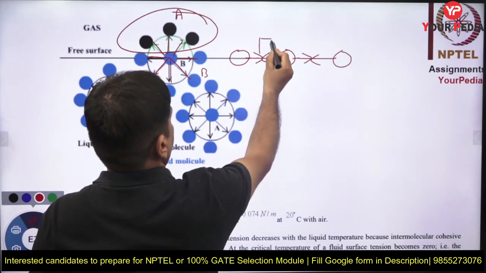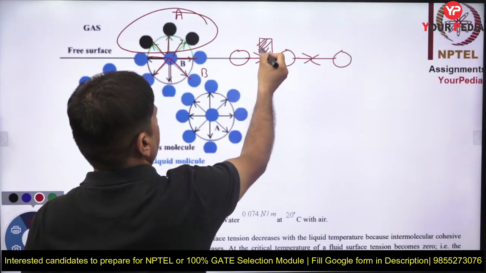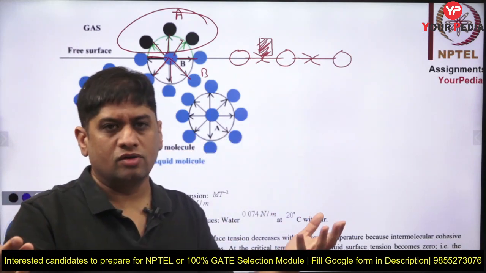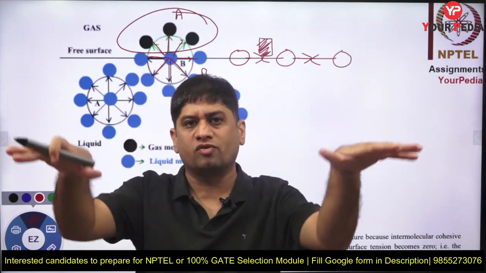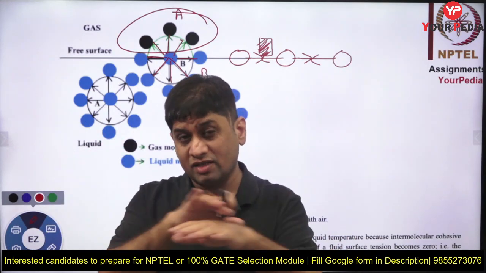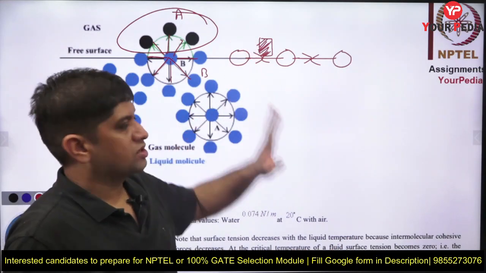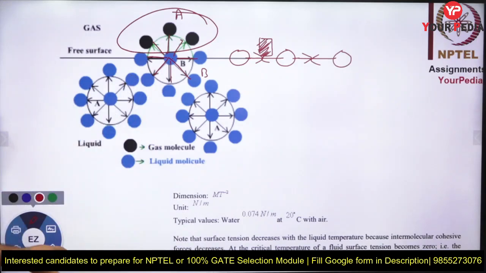Certain lightweight bodies, lightweight insects, sit on a liquid's interface, like mosquitoes and all, you will find they are sitting on the water. That is a very thin layer stretching, and on this particular layer they can float.